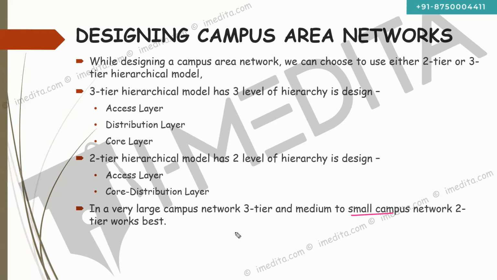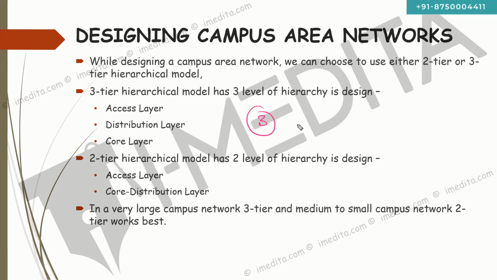So in a small to medium campus network, 2-tier works best, and in a very large campus area network, you should go for this 3-tier design. If you have multiple campuses and you want to connect all those campuses together, with multiple buildings, every building has an access layer device and a distribution layer device. Let's say we have 3 buildings, for example.